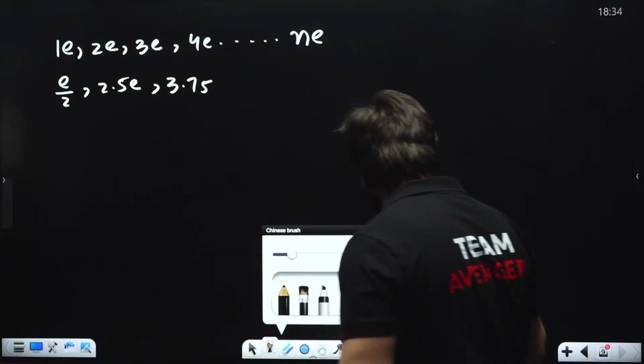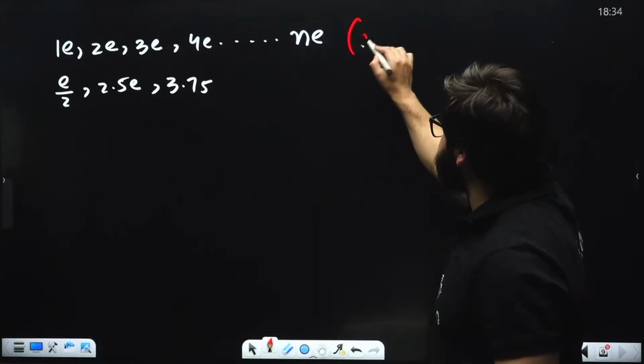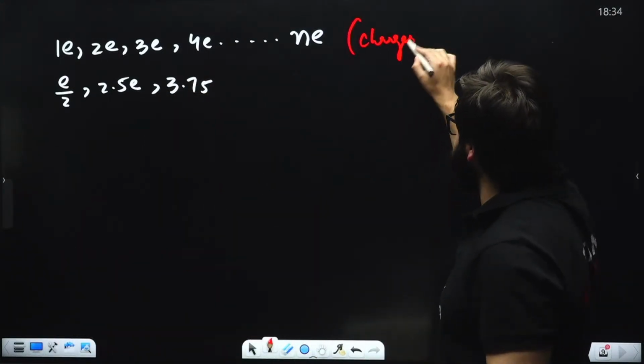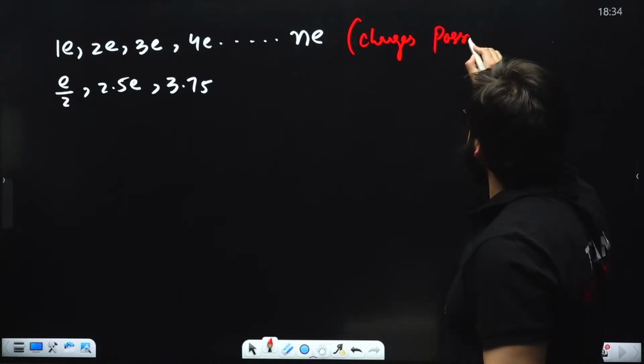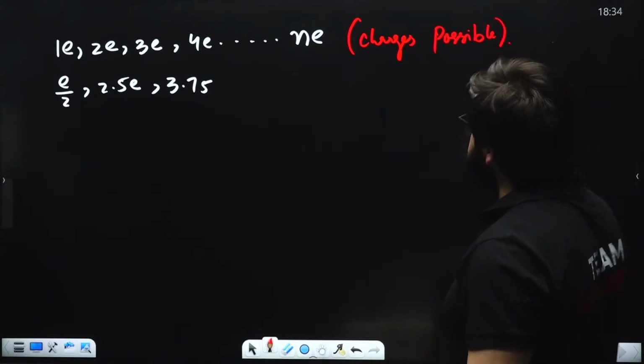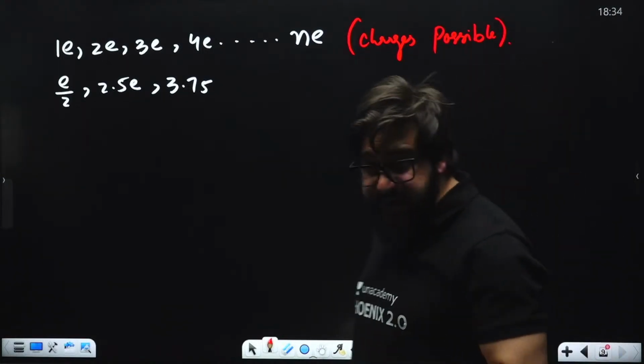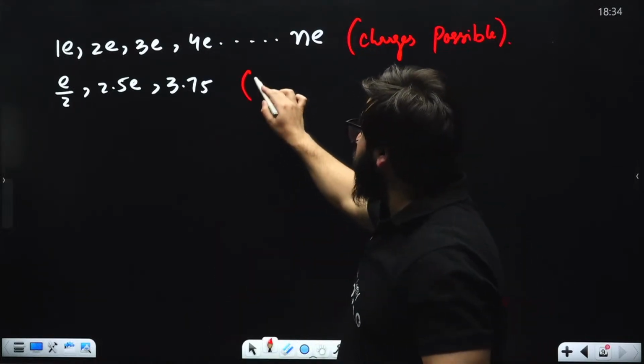Can I write over here, these are the charges possible. These are the charges possible. And we say, these are the charges which are not possible.